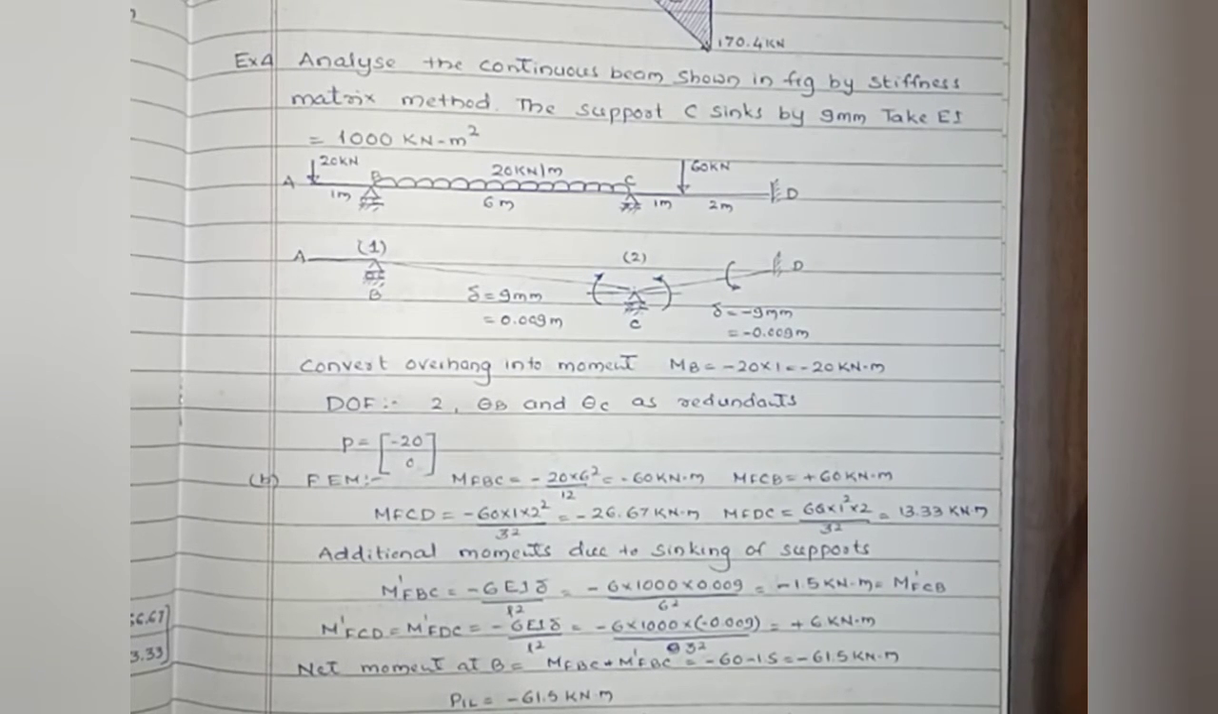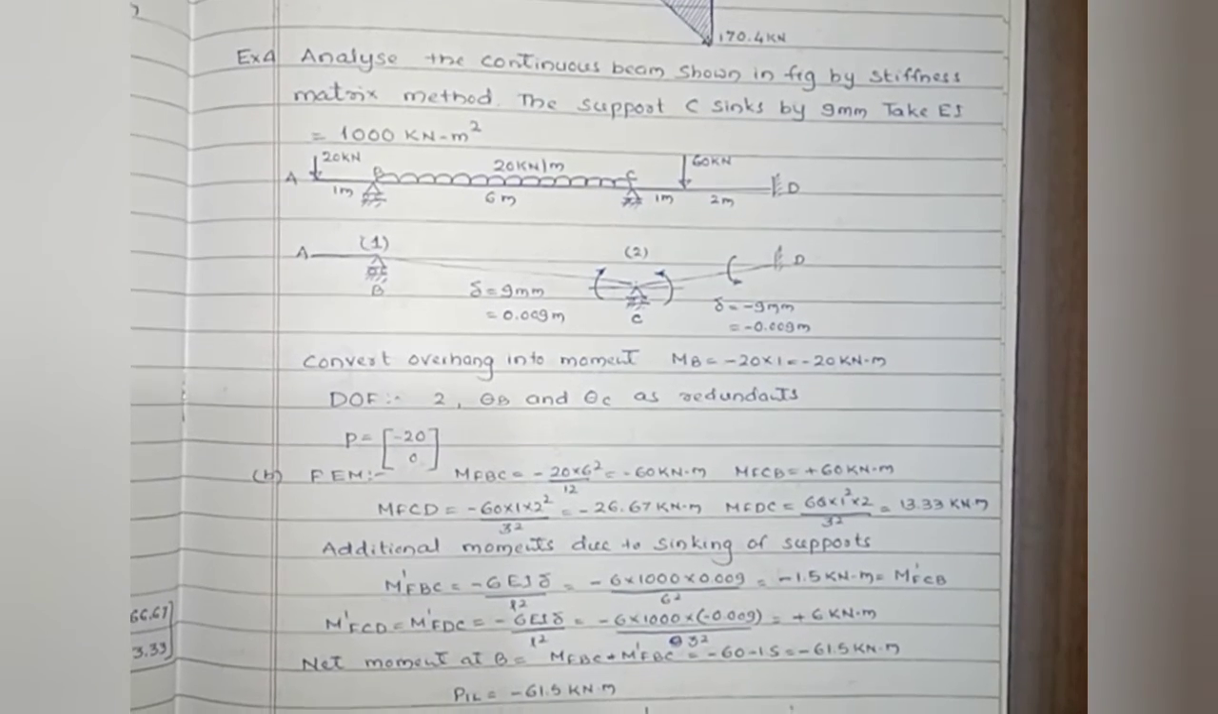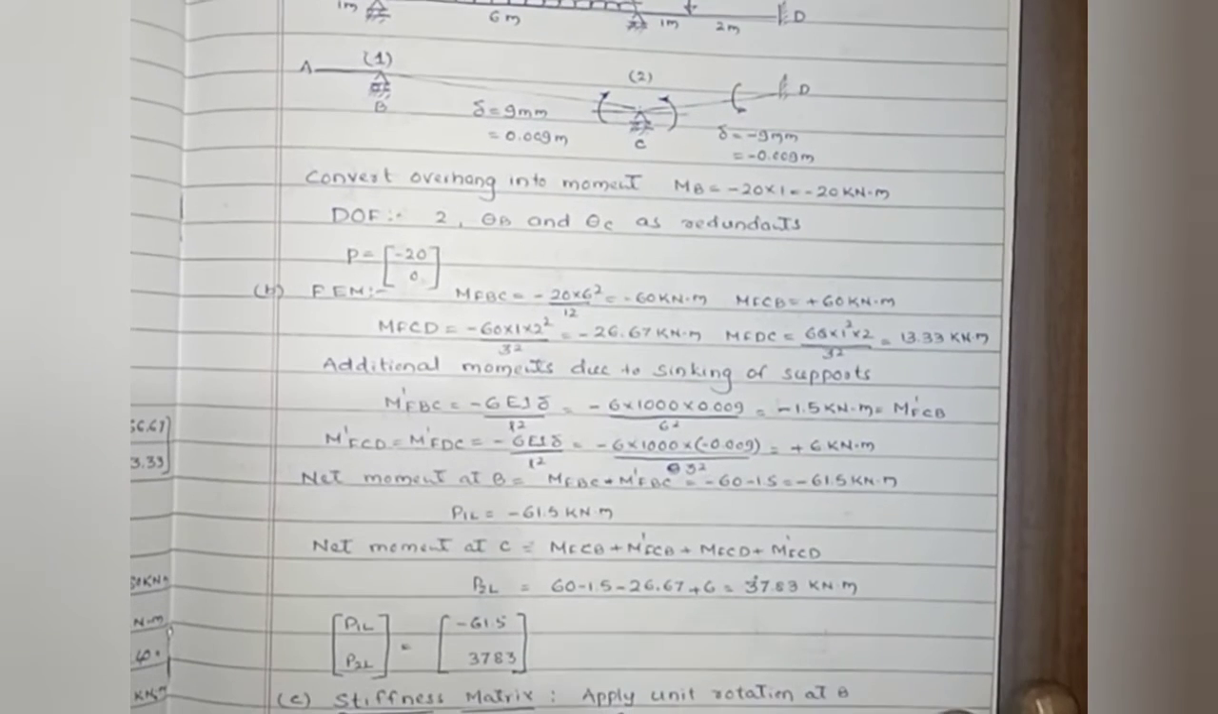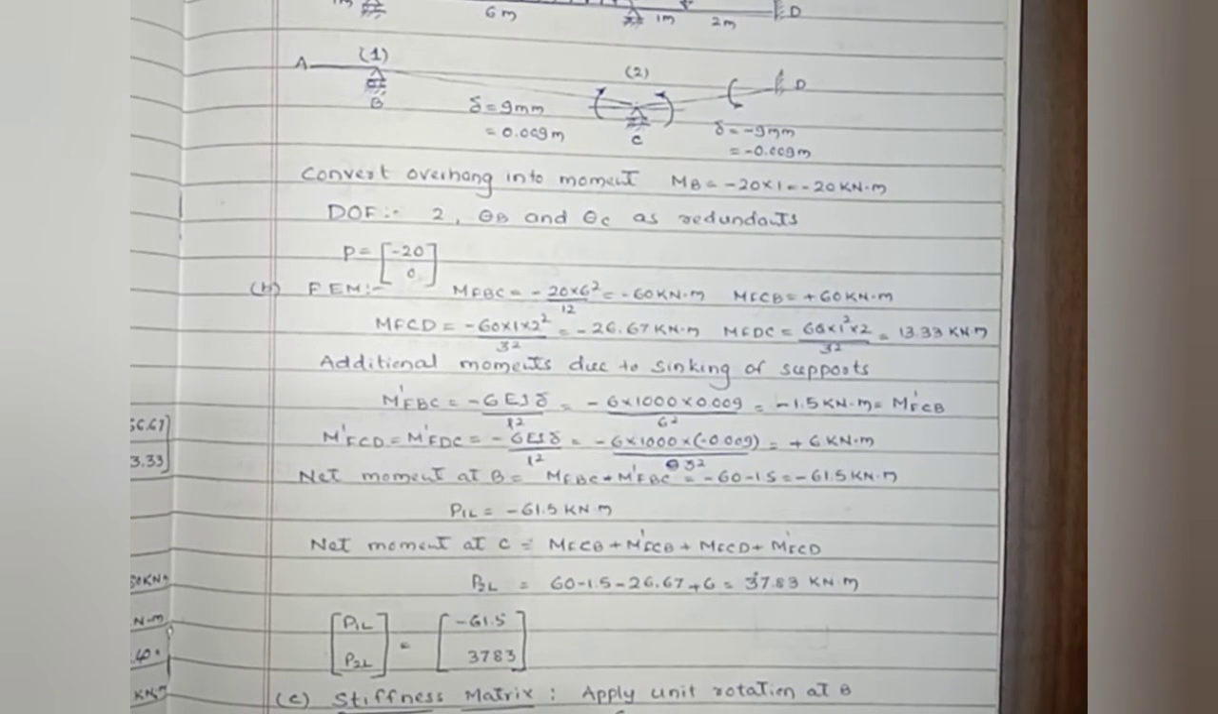The net moment at point B, that is moment due to the UDL plus the additional moment due to sinking of the support. That one is due to the load, that is minus 60, due to the sinking of the support, that is minus 1.5. Therefore, the net moment is minus 61.5 kilonewton meter.